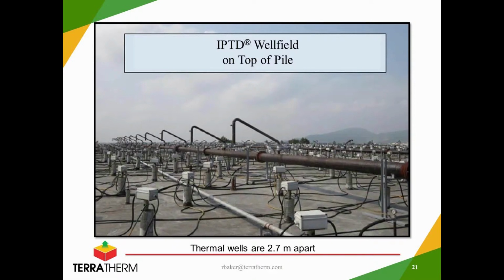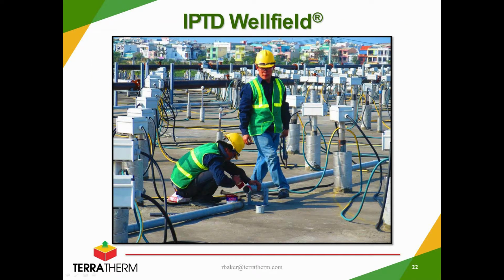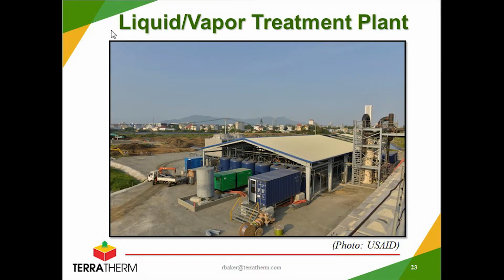constituents such as POPs. In this case, the thermal wells are 2.7 meters apart, or about 8.8 feet. That's much closer than we use for treating chlorinated VOCs, more typically 15 feet or so apart. You can also see the lightweight concrete insulation layer, which is 2 feet thick, provides a great deal of insulation, and the manifold system for collecting the vapors. And the treatment plant, as I described, looking at it from the top of the pile structure.